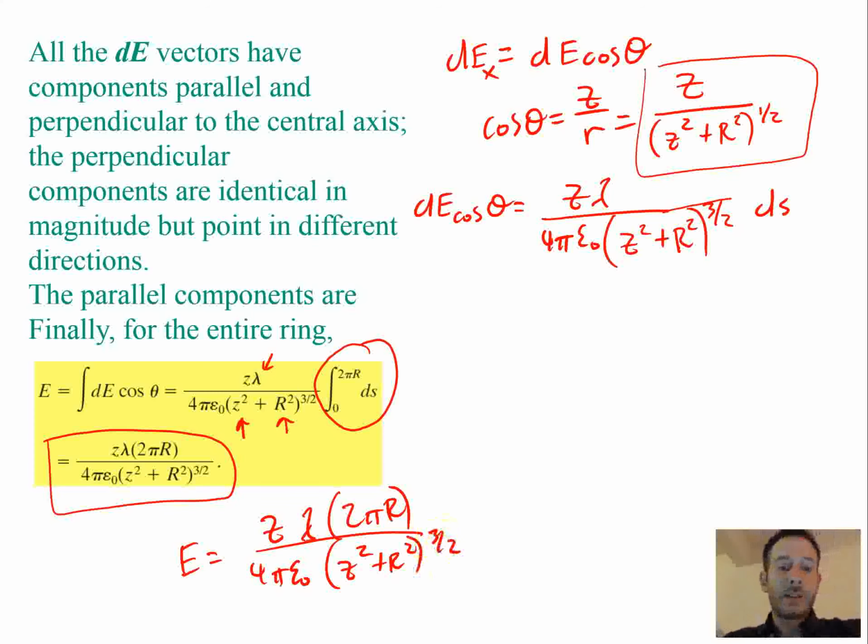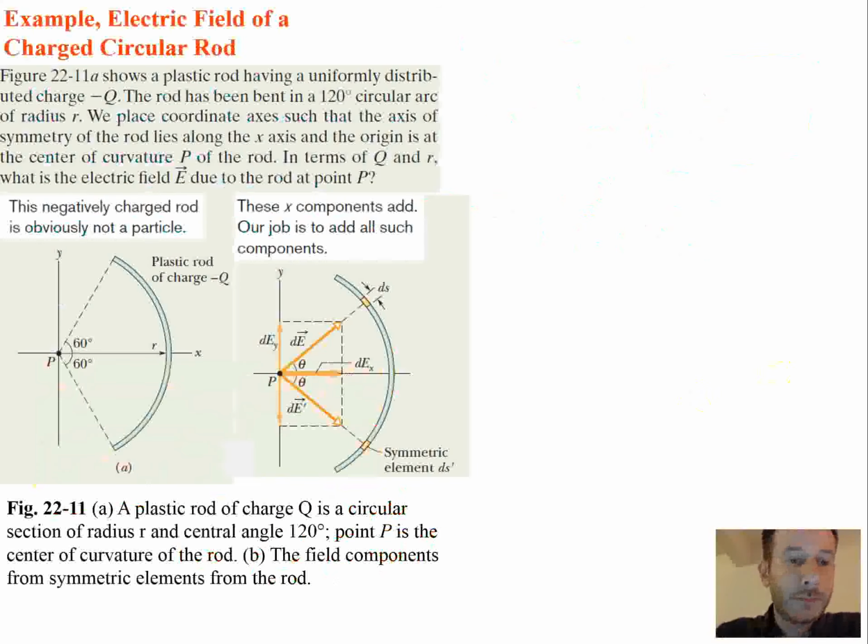All right, let's go ahead and do an example. So the figure shows a plastic rod having a uniformly distributed charge negative q. The charge has been bent in a 120-degree circular arc of radius r. So the whole thing here is 120 degrees. We place coordinate axes such that the axis of symmetry of the rod lies along the x-axis. Okay, so going across, that's going to be our x-axis, and the origin is at the center of the curvature.